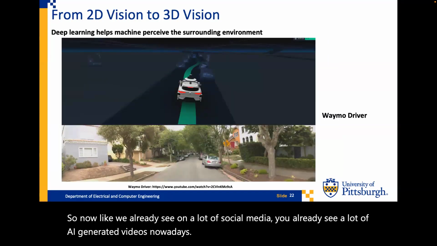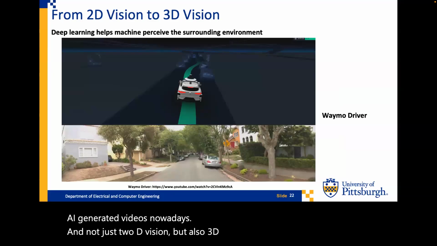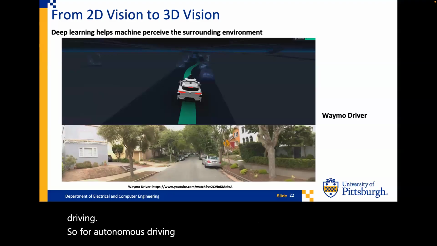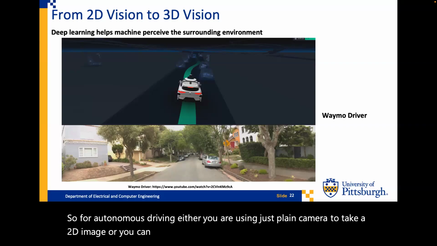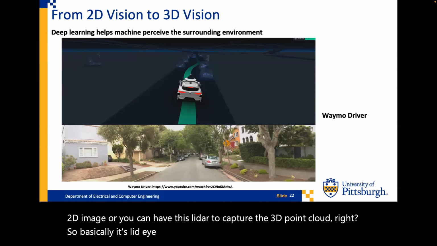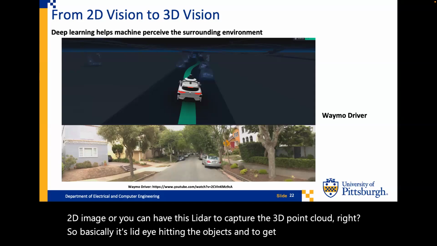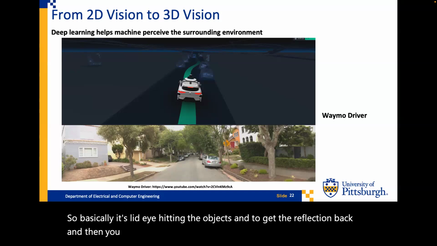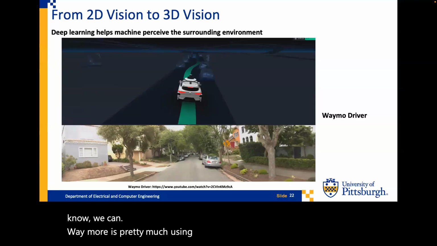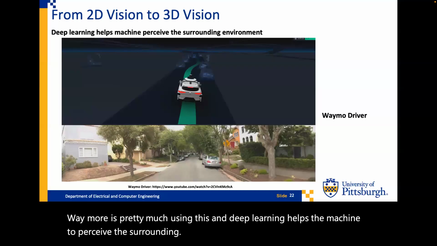And not just 2D vision, but also 3D vision, especially for autonomous driving. For autonomous driving, either you use just a plain camera to take a 2D image, or you can have LiDAR to capture a 3D point cloud, right? Basically, LiDAR hits the objects and gets the reflection back, and then you plot all these dots to construct the 3D image. Waymo is pretty much using this, and deep learning helps the machine perceive the surrounding 3D environment.